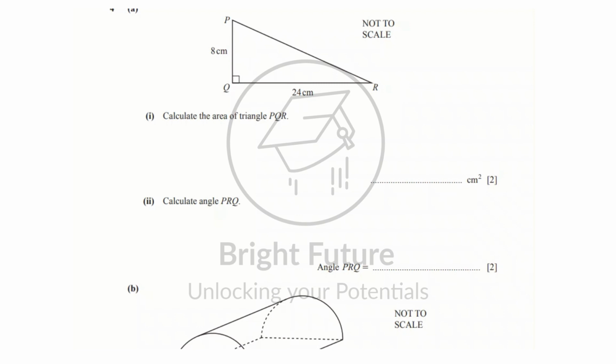Question number 4. A triangle is given, a right angle triangle. PQ is 8 centimeters and QR is 24 centimeters. Calculate the area of the triangle PQR. Simply we have the height and we have the base. So area is equal to half into base into height.